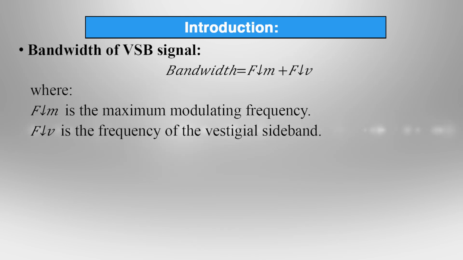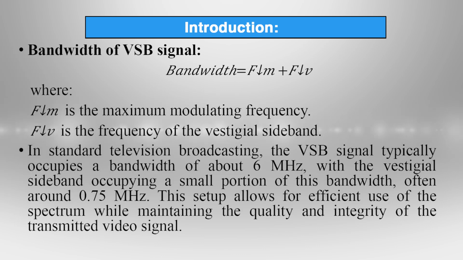Now, the bandwidth of the VSB signal will be the difference between the upper frequency and the lower frequency, that is, bandwidth will be equal to the difference of fc plus fm minus fc minus fv, or we can write bandwidth is equal to fm plus fv, where fm is the maximum modulating frequency and fv is the frequency of the vestigial sideband. Now, let us consider one example.